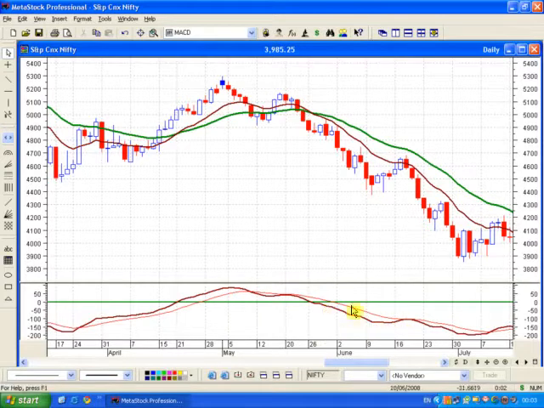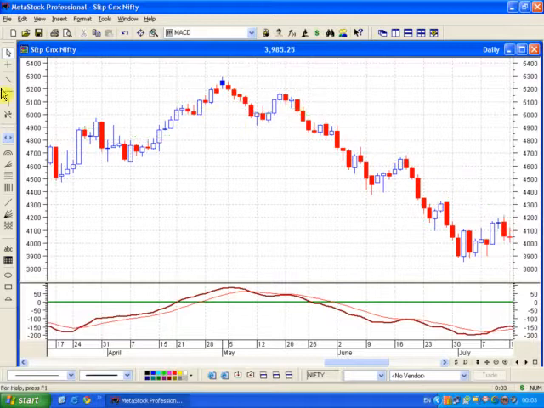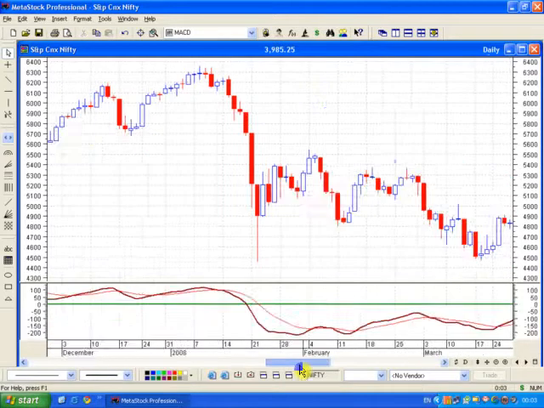We get faster signals by using a signal line. In this case, the signal line is this red line, and this is nothing but a 9-day moving average of the brown line, or of the MACD. Now, once we have the values of the MACD here, we can safely remove these moving averages, and we can get a signal from MACD itself.